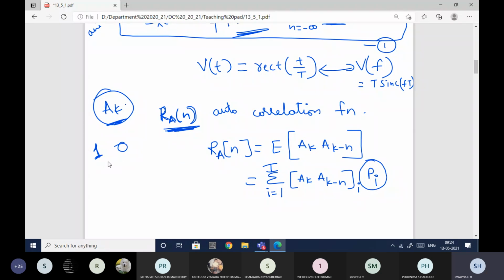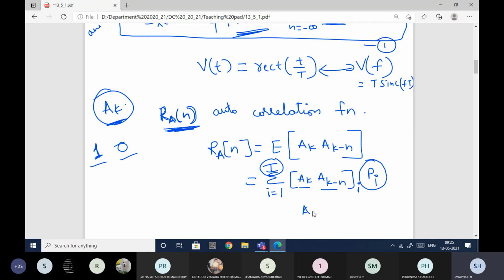Okay, probability of occurrence of 1 and 0. That is Pi. And A_{k-n} for each iteration of I, where I is from 1 to capital I. This I will be the number of product terms. See, here I have A_k A_{k-n}.